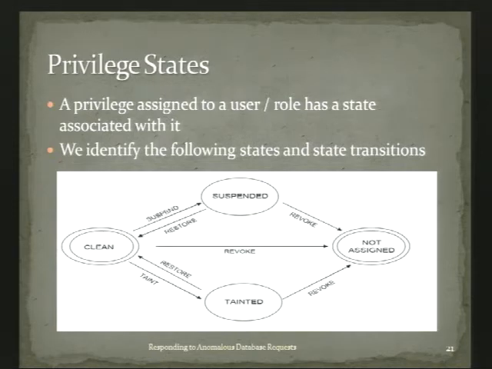Right now you can think of a privilege as being in a binary state: either it is assigned to a user or not assigned. So we say you can have more states assigned to a privilege assigned to a user. These are the state transition diagrams that we present in this work. Let me explain it a little bit. You start with a privilege. If it's assigned to a user initially, the state is clean.